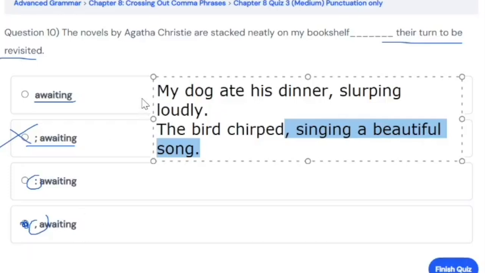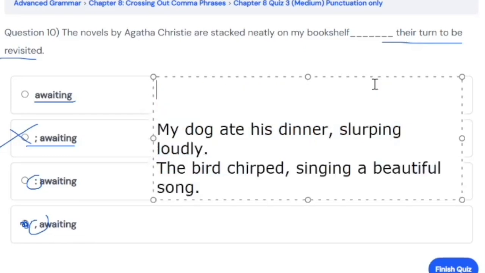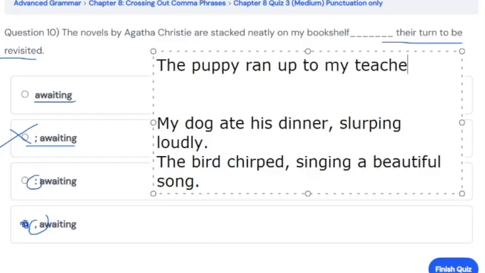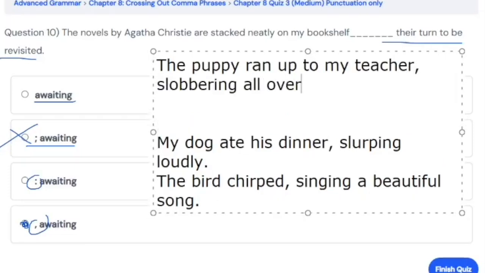Additionally, if you don't have that comma, it kind of makes it modify the thing it's next to. And I'll give you an example of what that means. With this sentence, it doesn't quite make sense, but something like, the puppy ran up to my teacher, slobbering all over. Okay, so the puppy ran up to my teacher, slobbering all over.